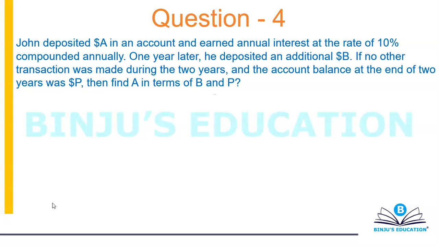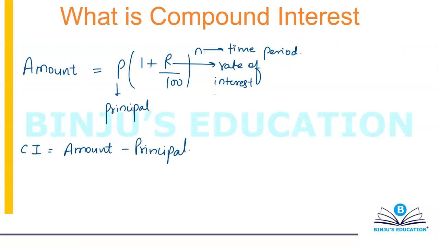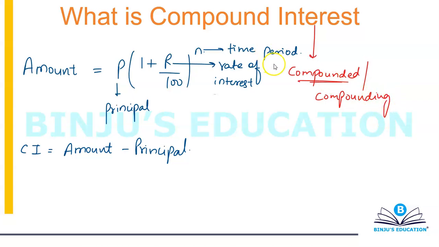Alright, let's try this question. One thing I almost forgot to tell you is that whenever you see a question on compound interest, in that question you will come across the word that your money is being compounded, or they will use the word compounding. They'll use either of the two. If this word is not given, then that means that question is on simple interest. That's how you identify, because sometimes students do ask, sir, how do we figure out whether the question is on simple interest or on compound interest?